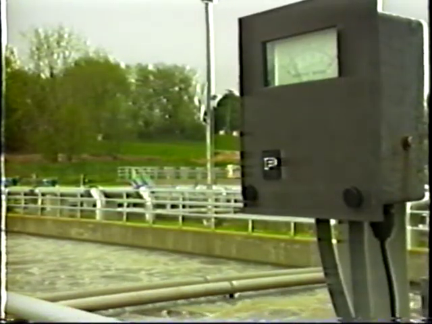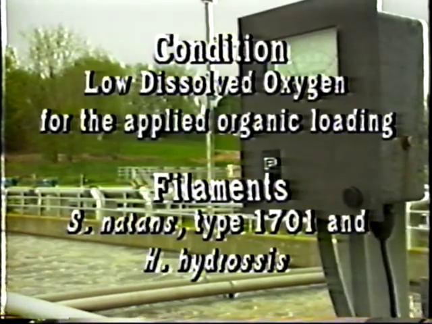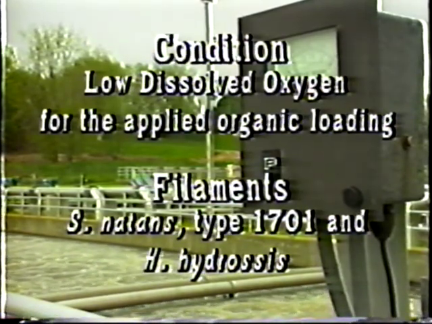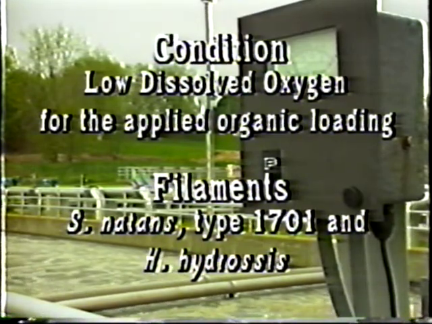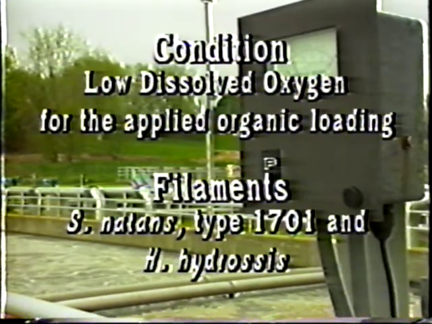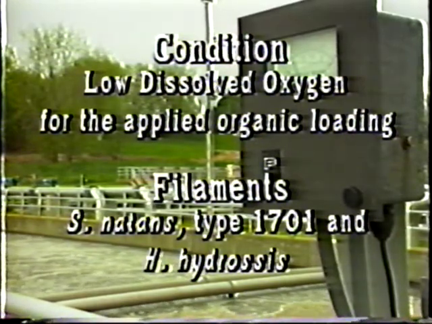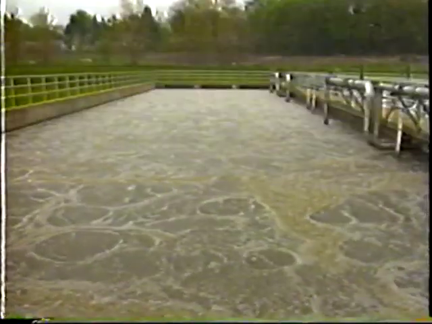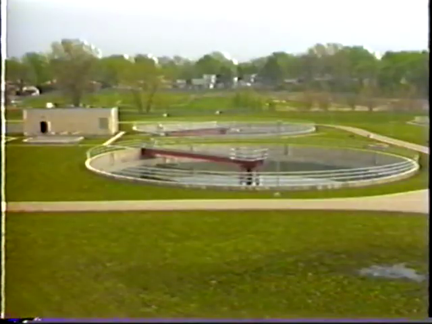There are 5 known causes of filament growth. Sporatolus natans, type 1701, and Haliscominobacter hydrosis are caused by low dissolved oxygen, or DO, concentration for the applied organic loading. This oxygen stress can occur in the aeration basin or even the final clarifier.